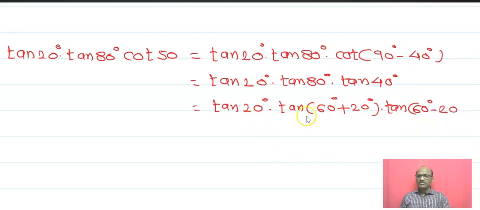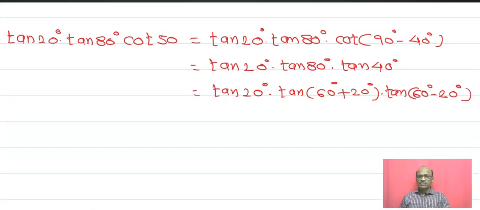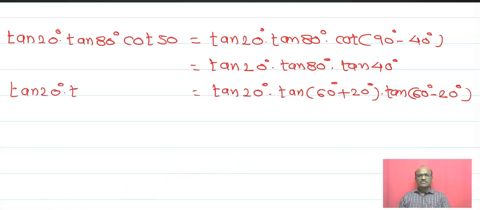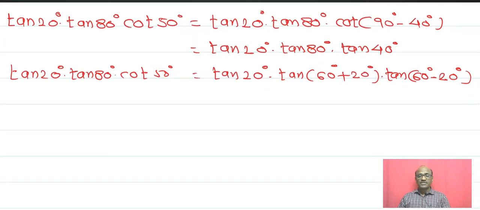Therefore, we will evaluate these two terms by using the formula for tan of A plus B and tan of A minus B. See this here. There is tan 20, tan 80 and cot 50, sorry.